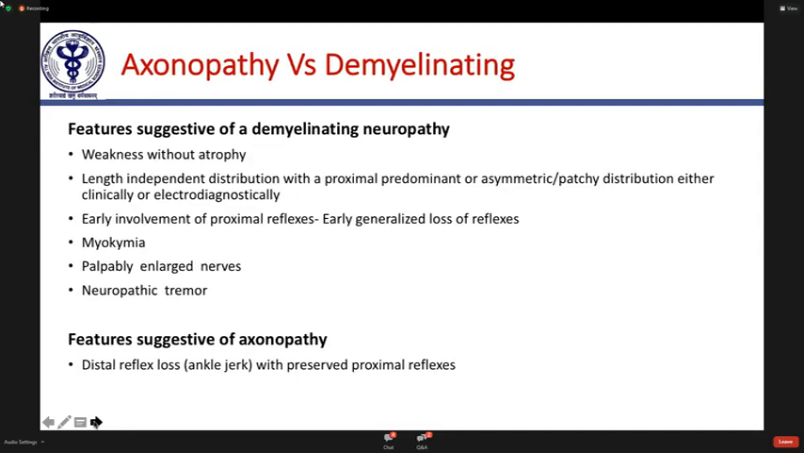So which features clinically help you differentiate between a demyelinating and an axonal neuropathy? They have a weakness without much atrophy. You know the mechanism behind that, the length dependent distribution, then early with a proximal predominant or asymmetric patchy distribution, early involvement of proximal reflexes. That means generalized loss of reflexes is more likely to be demyelinating neuropathies. Presence of myokymia, which is usually seen both in the central and peripheral demyelination, palpably enlarged nerves and a neuropathic tremor. These are more suggestive of a demyelinating neuropathy. The distal reflex loss and preserved proximal reflexes are more likely to be seen in an axonopathy.